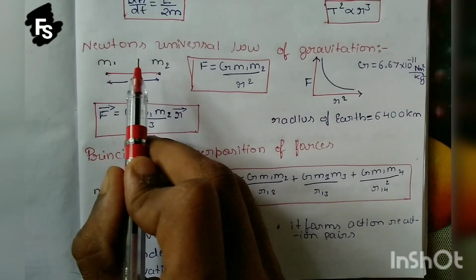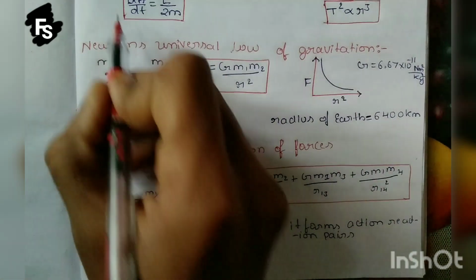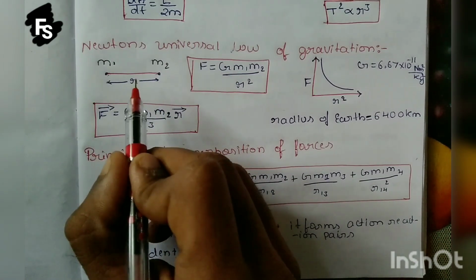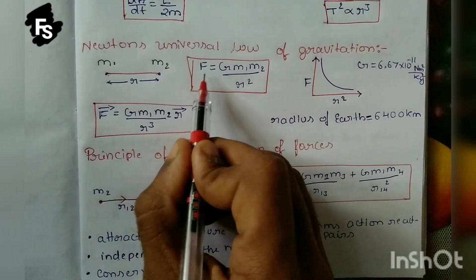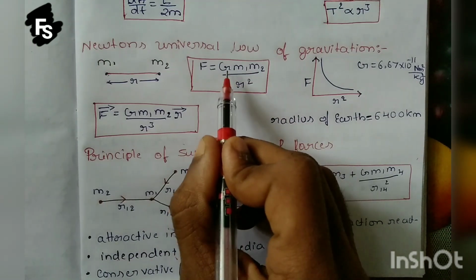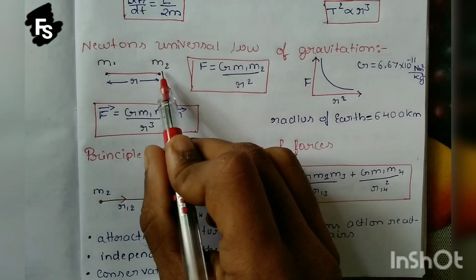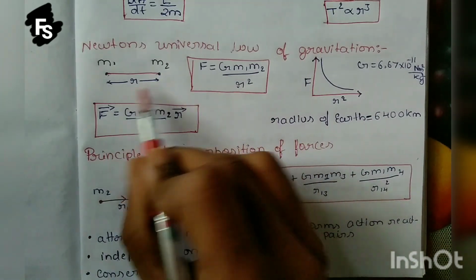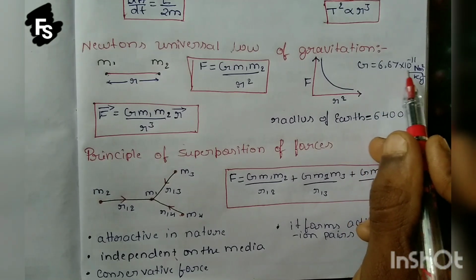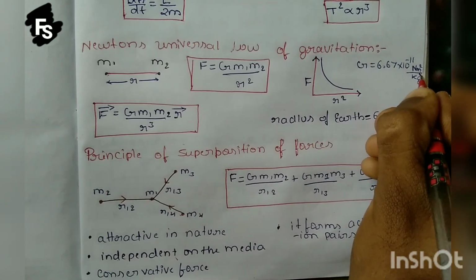Next, Newton's universal law of gravitation. Here this is mass 1 and this is mass 2. The distance between mass m1 and m2 is r. The force between these two masses is F equals G m1 m2 by r square. G means the universal gravitational constant, m1 is the mass of the first object and m2 is the mass of the second object. r means the distance between the two masses. The value of G is 6.67 into 10 to the power minus 11 newton meter square per kg square.